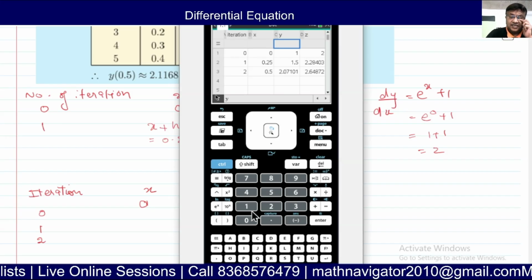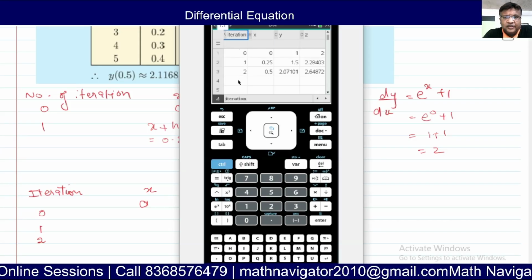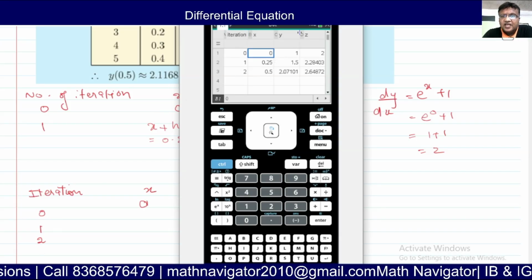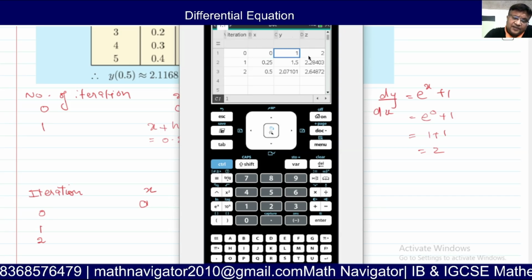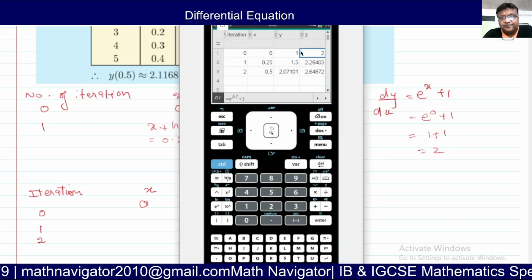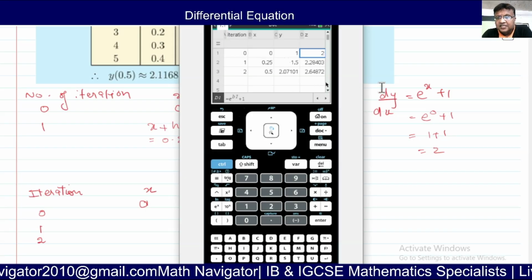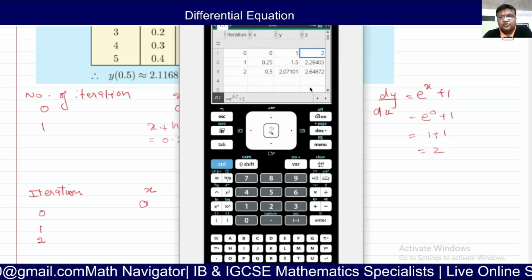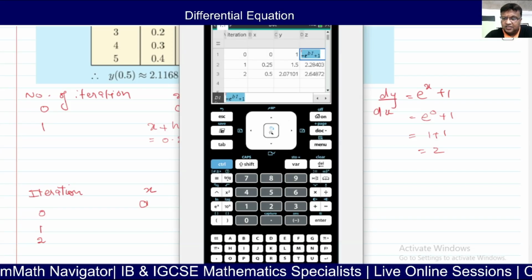Let me show you from the beginning. So see this. I have made iteration, that is 0, 1, 2, because there are two steps. And then for x I have put the initial value 0, and then my y value is 1. And for z, that means dy by dx, I have put the formula e raised to the power b1 plus x. What does this mean? It says e raised to the power x plus 1. I'll show you how to put the formula. First I'll delete it, then I'll put it again so that you understand.